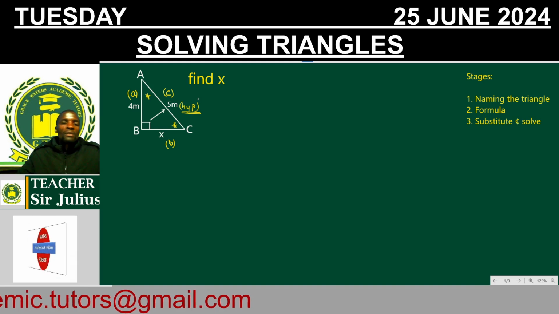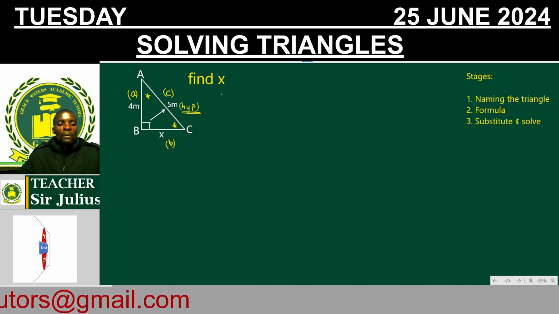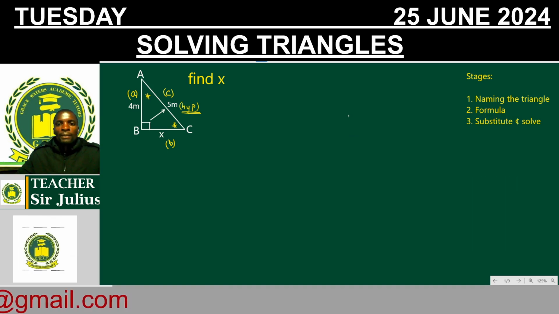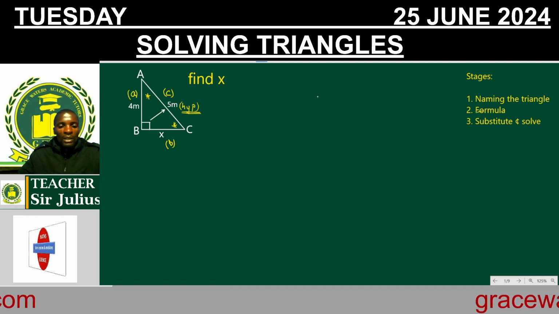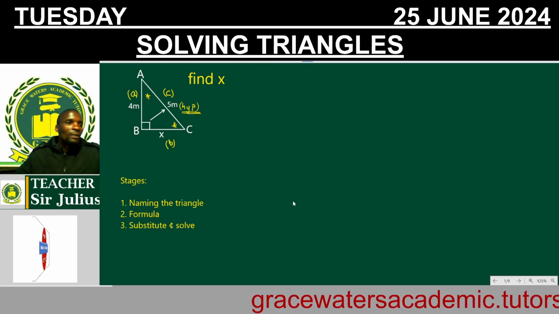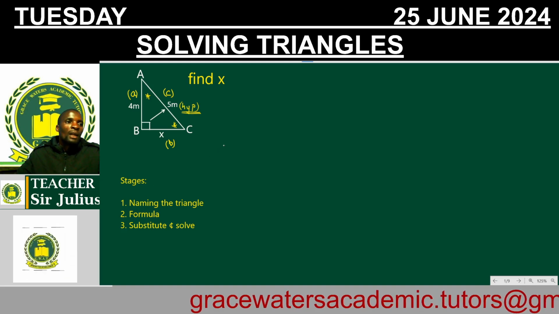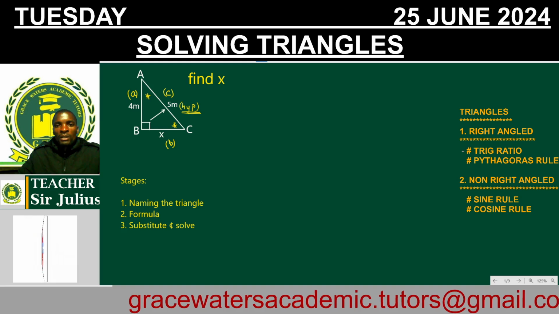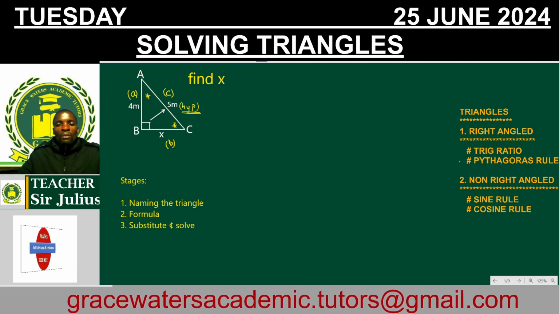Now, after naming my triangle, I have to choose which formula to use. When we are dealing with right angled triangles, we agreed that there are formulae that we use. Let me just give you all those formulae. I think it's wise for us to avoid confusion, so I have put the stages here on the other side. So we agree that when we have right angled triangles, we use either the trig ratio, or we use the Pythagoras theorem or the Pythagoras rule.